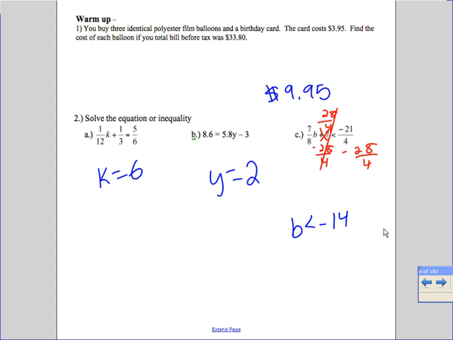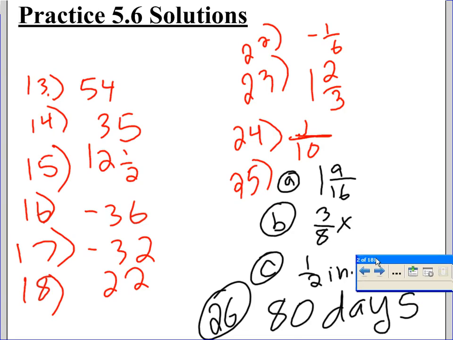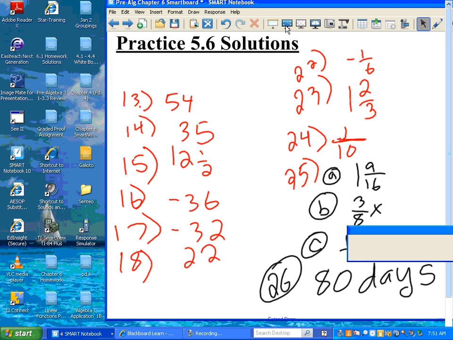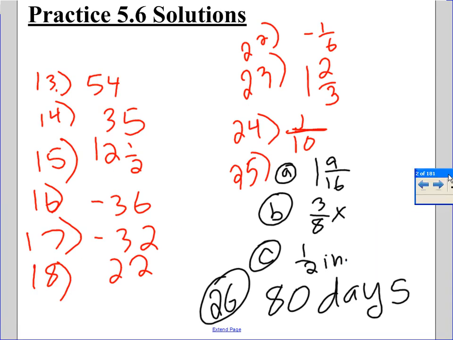Okay, 5.6 is the first one here. I'm going to read over 5.6, and then I'll ask you guys for 5.7.